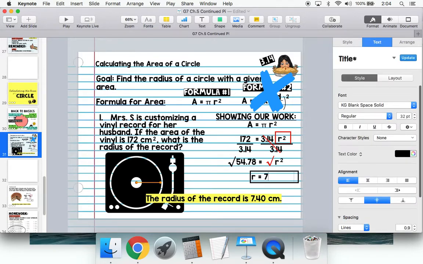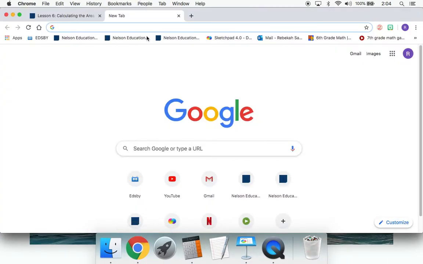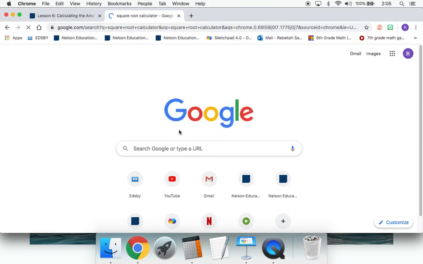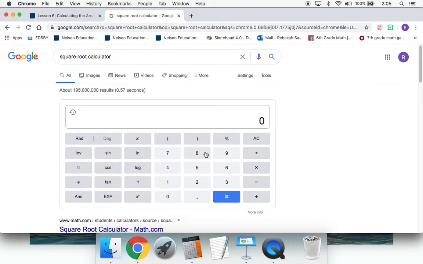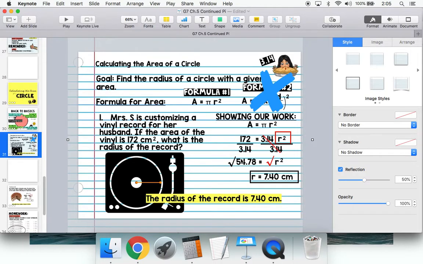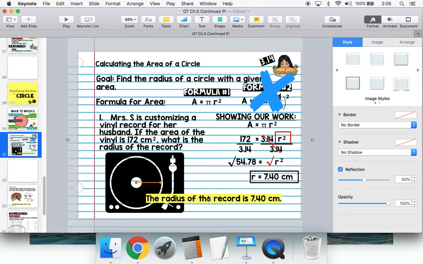7.40 centimeters. If you don't have a calculator that has a square root, you can go on your computer and type in square root calculator, and Google has it here for you. You just type in 54.78 and press enter, and there you go. So that's all, guys.